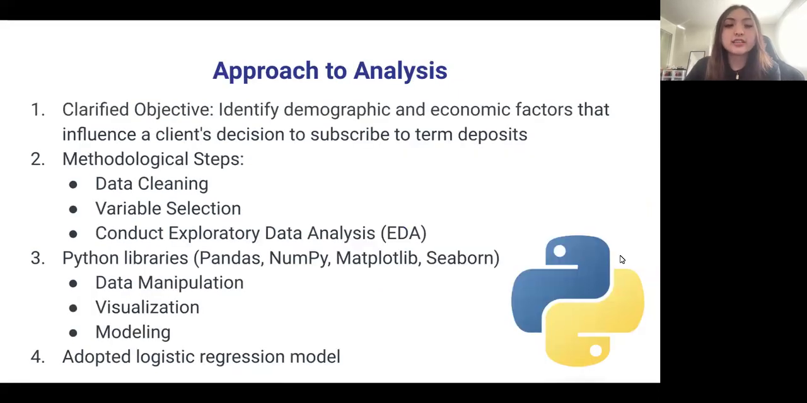Our approach to the analysis involved a clarified objective, which again is to identify demographic and economic factors that influence a client's decision to subscribe to term deposits. Our methodological steps included data cleaning, variable selection, and using Python libraries for exploratory data analysis and modeling. We chose logistic regression for its relevance to our binary outcome of interest.